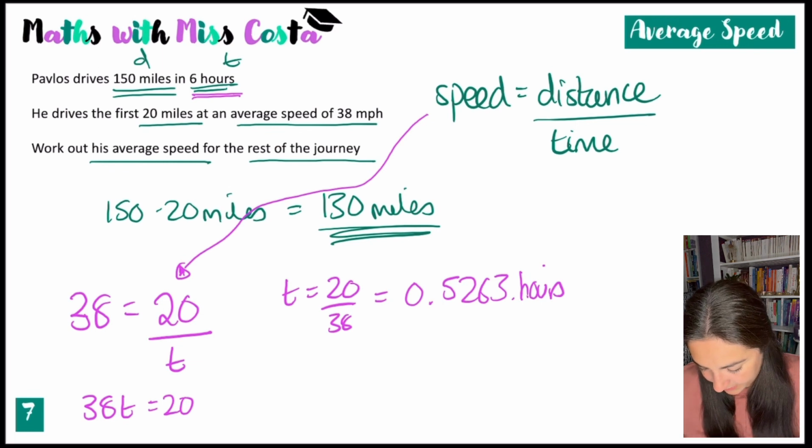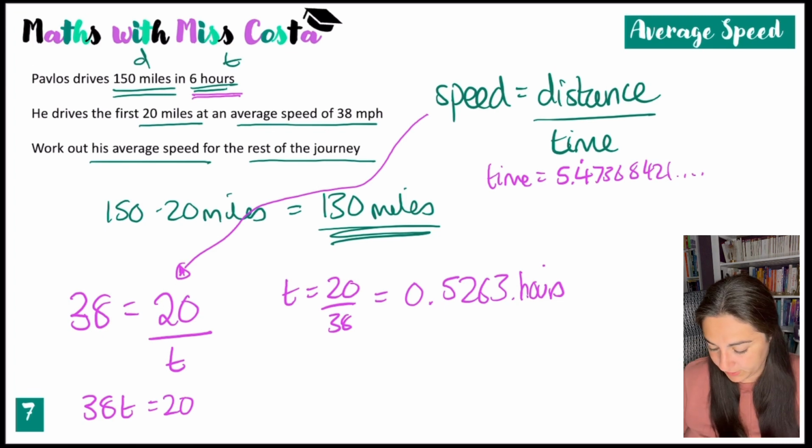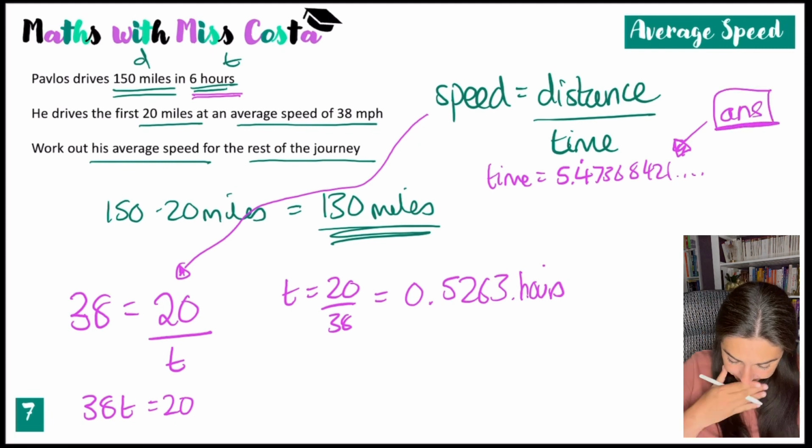Time left is 5.47368421, blah, blah, blah, a really ugly number in the exam. Hopefully you won't have a number as ugly as this, but if you do, just use the answer button on your calculator as it stores it. So work out his average speed for the rest of his journey.